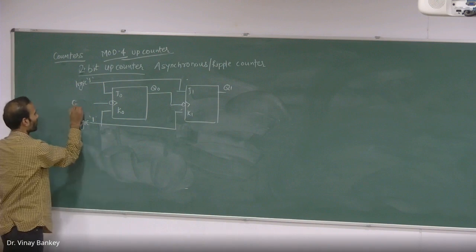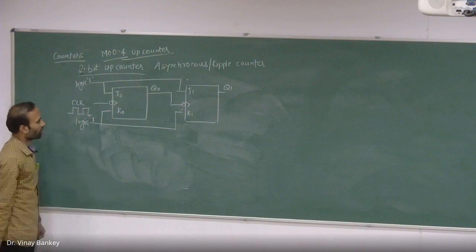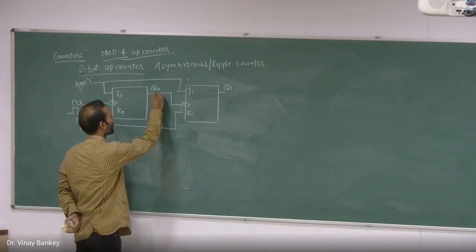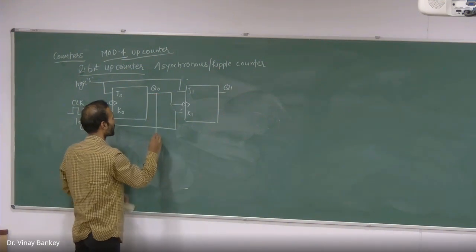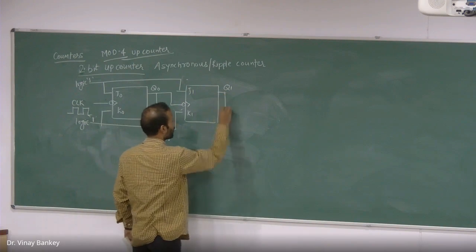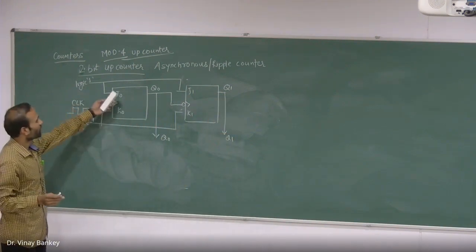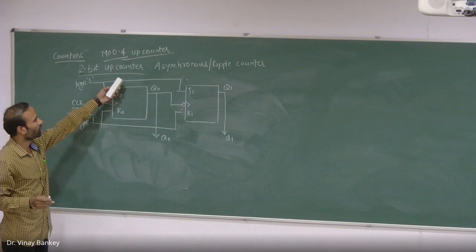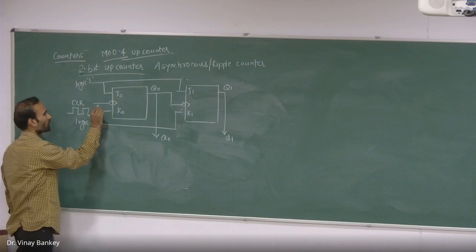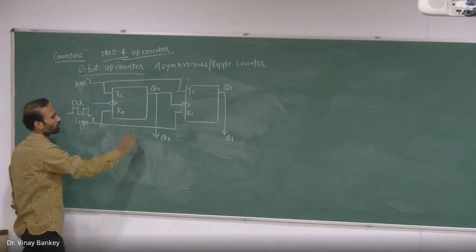And this is your clock pulse, CLK. Now we'll analyze this circuit, and we will find out what states this counter is counting. This is my Q0, and this is my Q1. So remember always, whenever we are talking about the ripple counter or the asynchronous counter, the first flip-flop in which the clock pulse is directly applied will lead to the LSB.